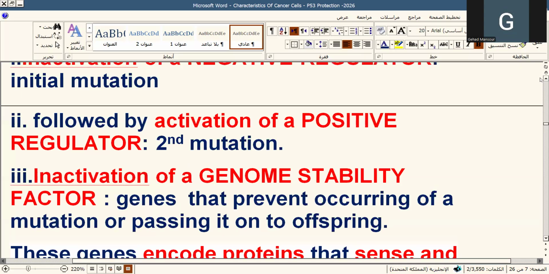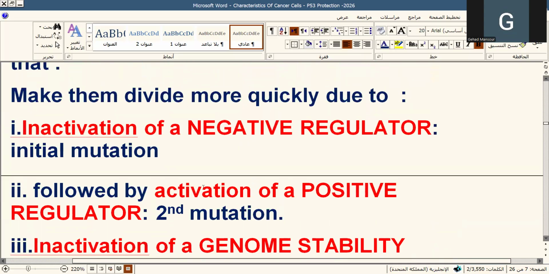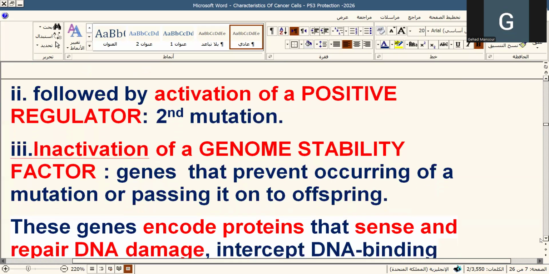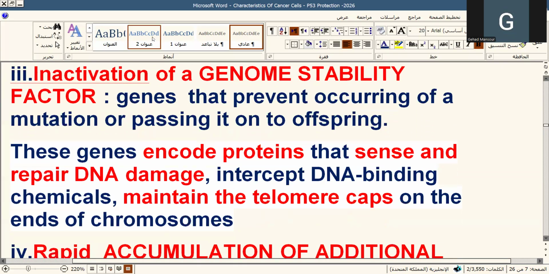So the first mutation that occurs in the cell, because we say that cancer cells undergo a series of mutations, the first mutation that occurs in a cancer cell is to inactivate a negative regulator. The second mutation is to activate a positive regulator. And the third mutation is the mutation that allows inactivation of a genome stability factor. What is the genome stability factor?